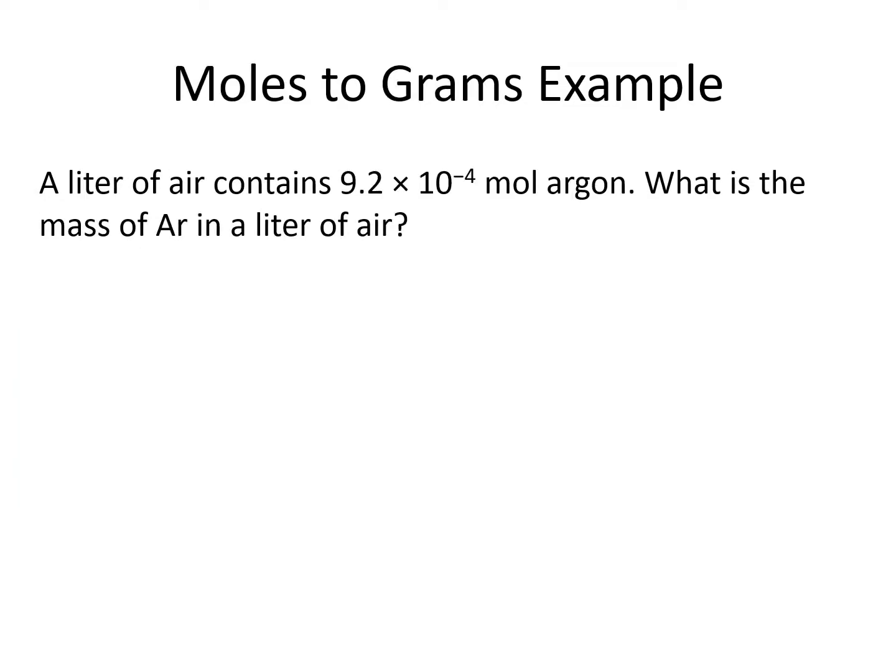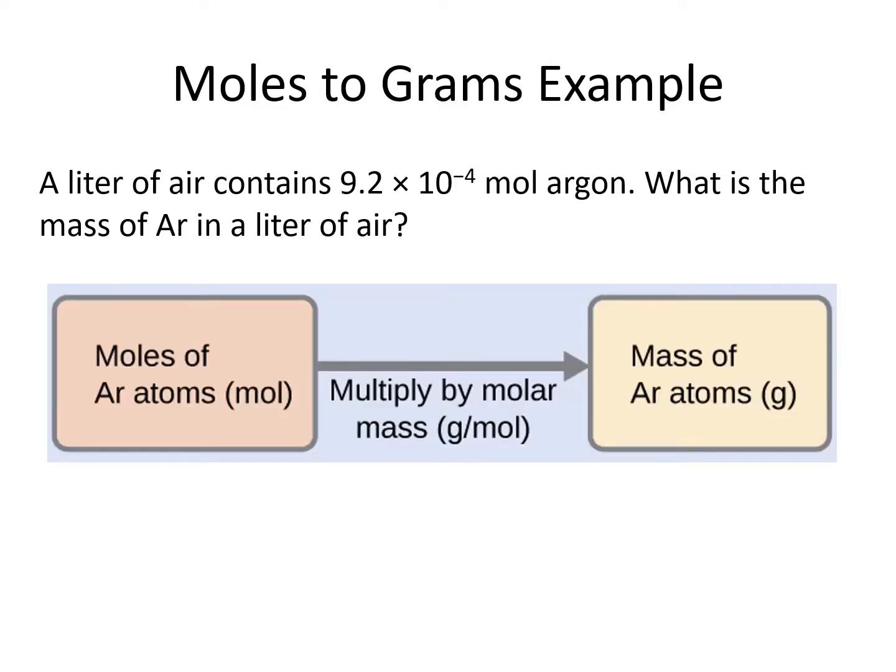We can also go in the other direction, from moles to grams. This time we will be multiplying by the molar mass. We're trying to find the mass of argon that corresponds to 9.2 times 10 to the minus 4 moles of argon. When you hear the word mass, think grams. So we're going from moles of argon to grams of argon.